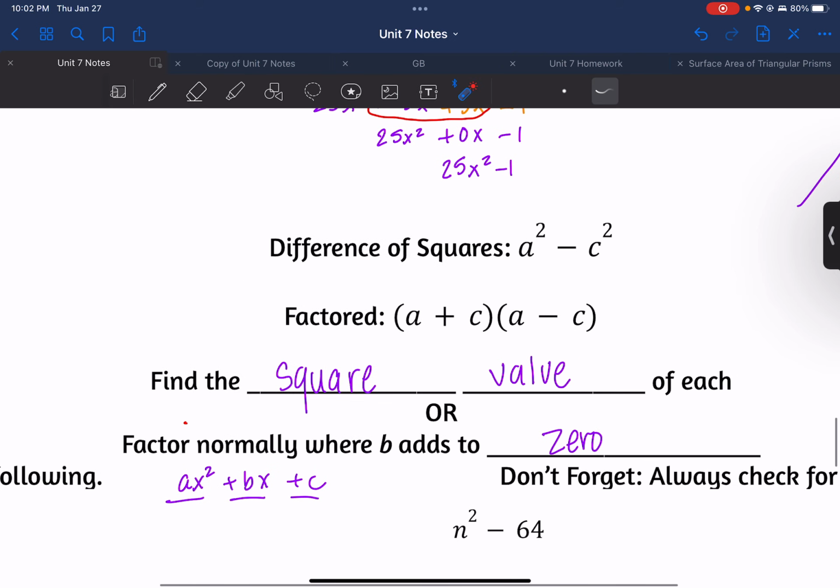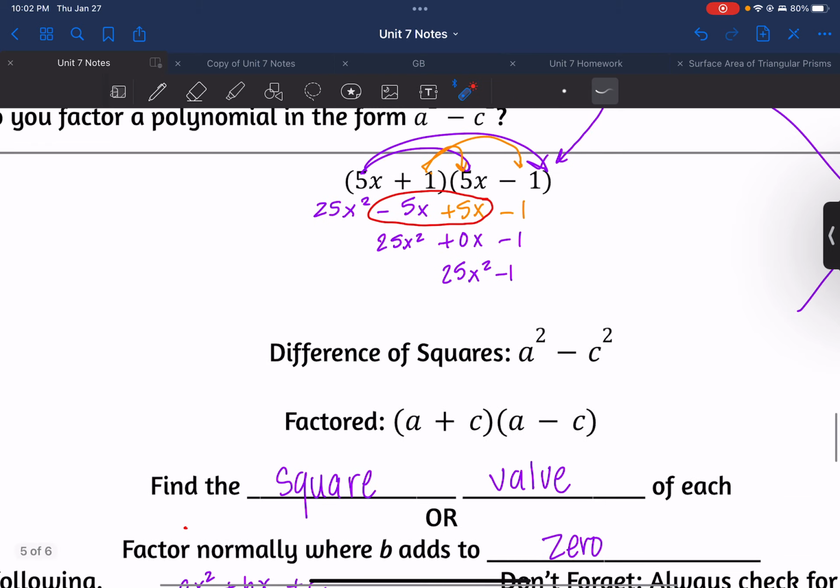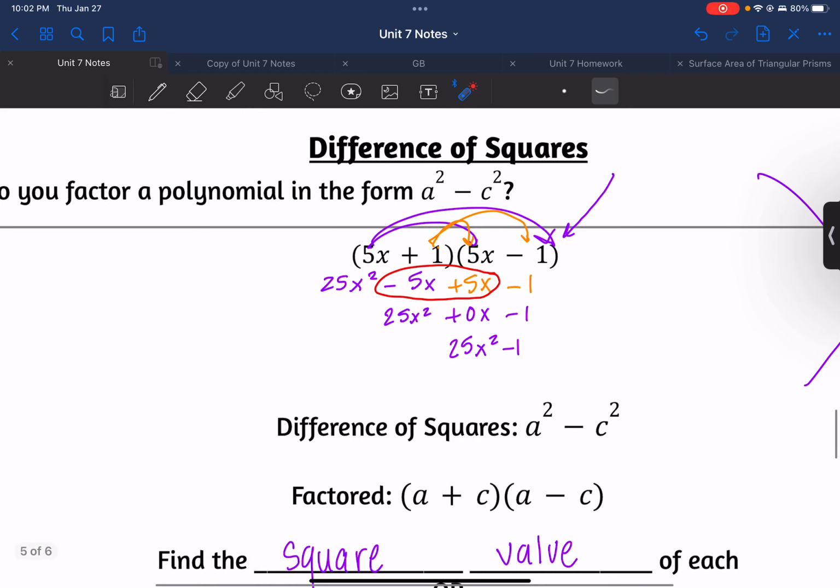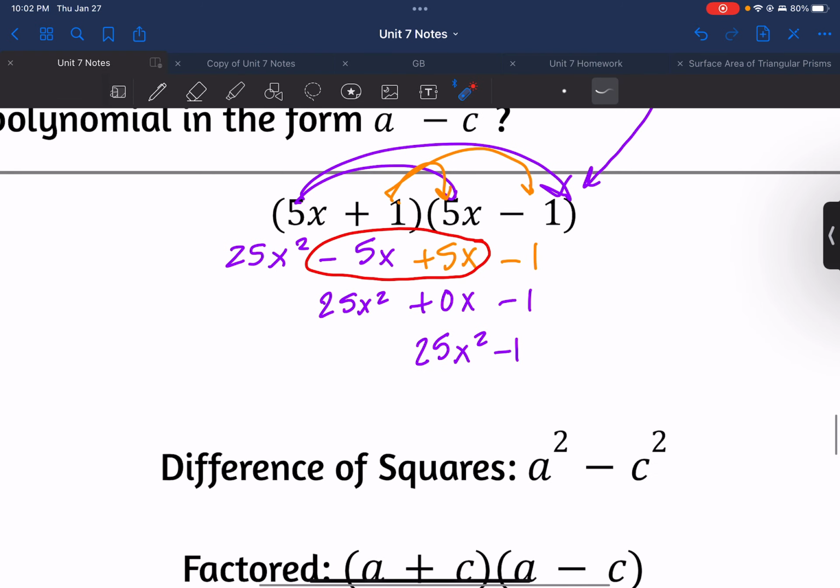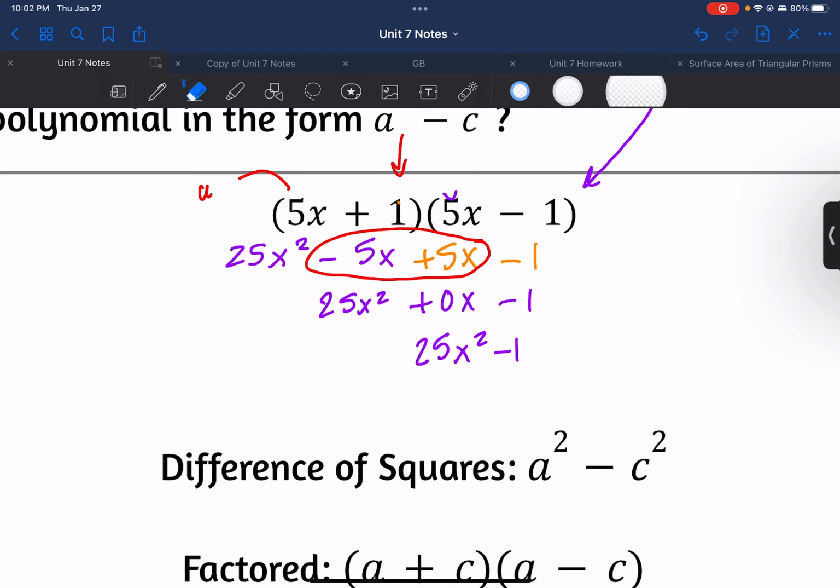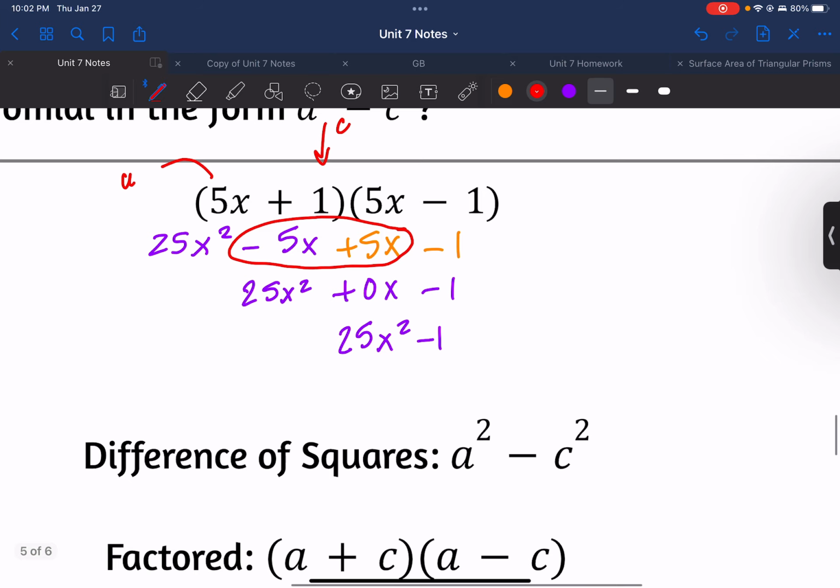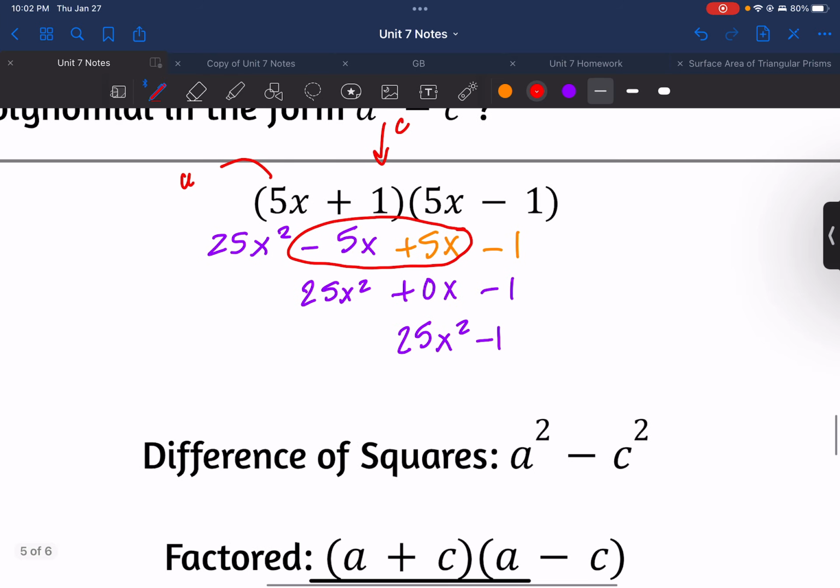Now, I'm going to show you the long way, or just the normal way that we usually do to get the answers. Now I'm going to show you a shortcut, okay? Because the difference of squares will always look like this, where you take A squared minus C squared. So let's say that this right here is your A, and let's call this your C. So to get your final answer, all you have to do is square A and square C, and you should get your answer.